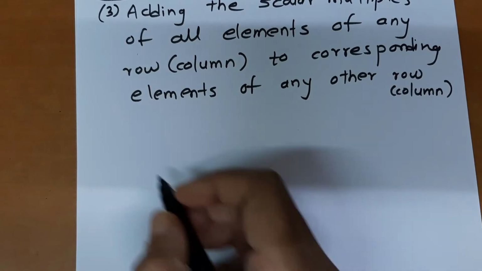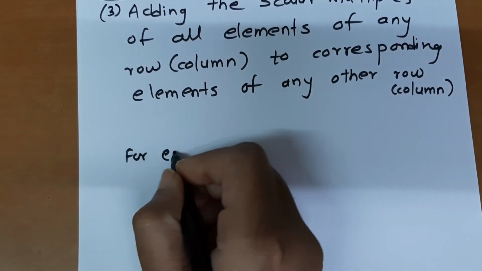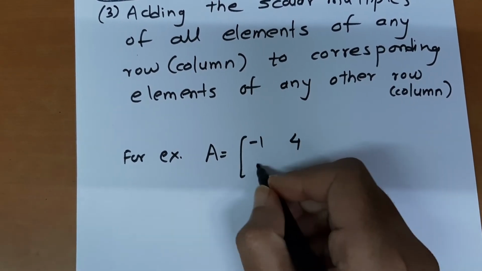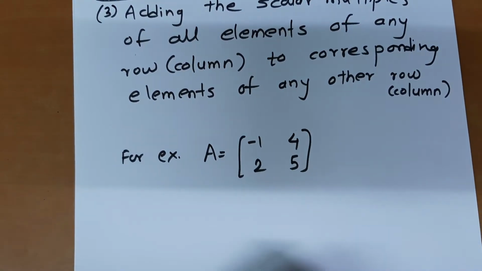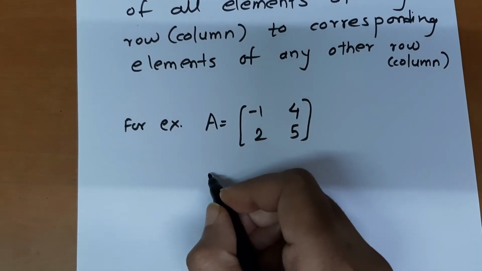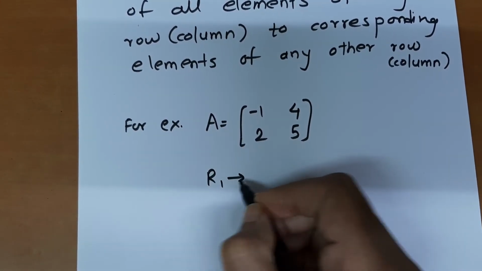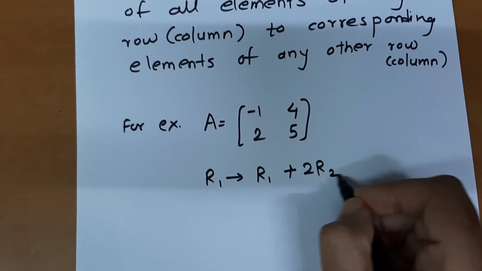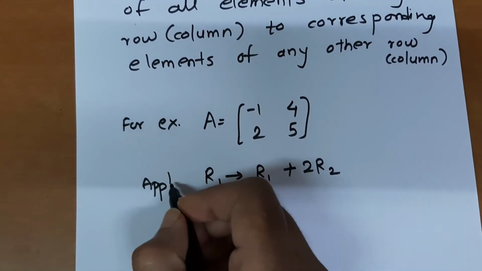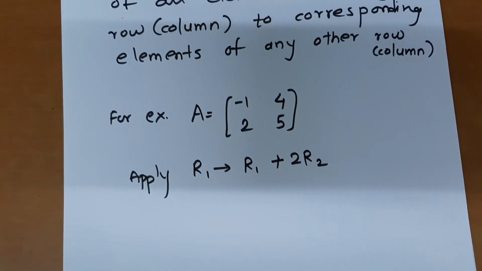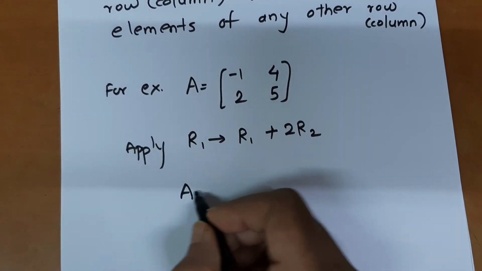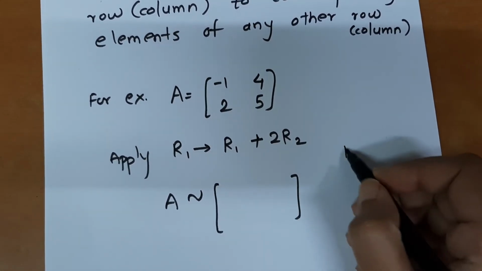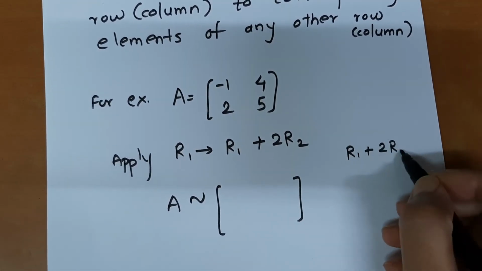So see the next example. I'm writing here next one. For example, minus 1, 4, 2, 5. And with this, I can write here the operation R1 change to R1 plus 2R2. Apply R1 change to R1 plus 2R2. Now how to solve this? R1 plus 2R2, I am writing here R1 plus 2R2.